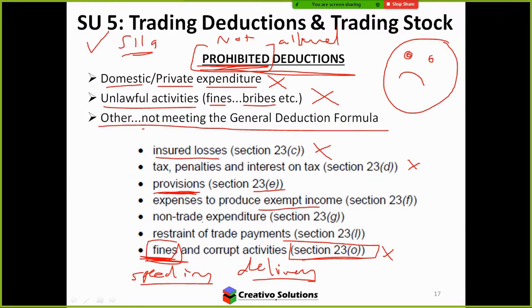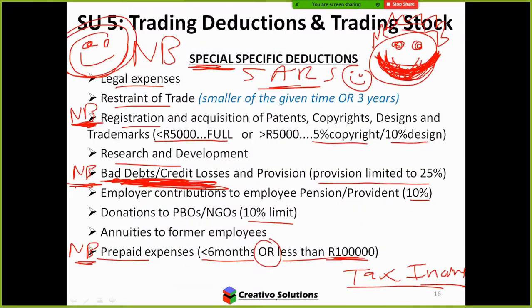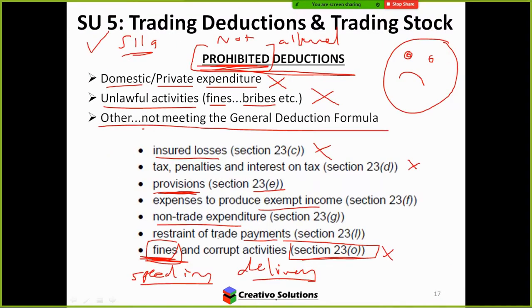Exempt income, definitely not. Non-trade expenditure, definitely not. Restraint of trade payments, definitely not. Restraint of trade payments are a bit different to what we had here earlier. Restraint of trade looks at the smaller of the given time or 3 years. A restraint of trade is looking specifically at not allowing an individual to disclose information to a competitor. That would be a restraint of trade deduction, where the company is making a payment for that specific purpose. Right here, a restraint of trade payment, under section 23(l), there are certain scenarios where you cannot claim that something is a restraint of trade.